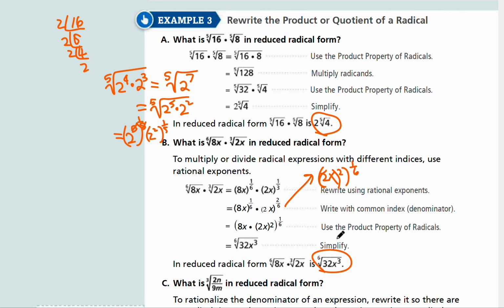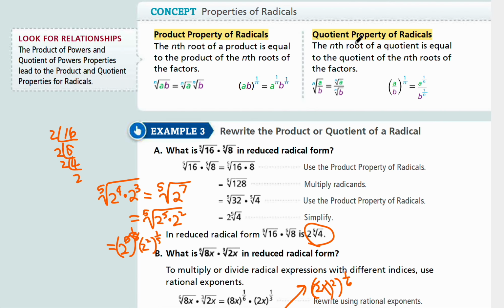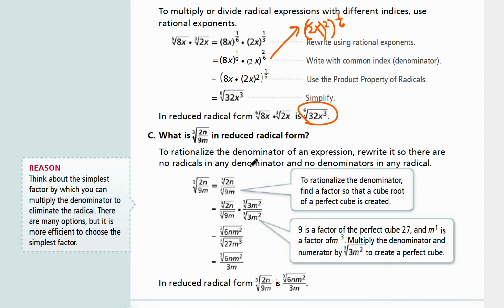Let's look at another example. What about the cube root of 2n over 9m? Well, just like we looked at, we're going to use the quotient property of radicals and say 2n to the power of 1 over 3 over 9m to the power of 1 over 3 would be the same as that. And then you're going to rationalize the denominator. You're going to multiply by the same root, right, with something that will rationalize, like you want to get rid of that root, right?